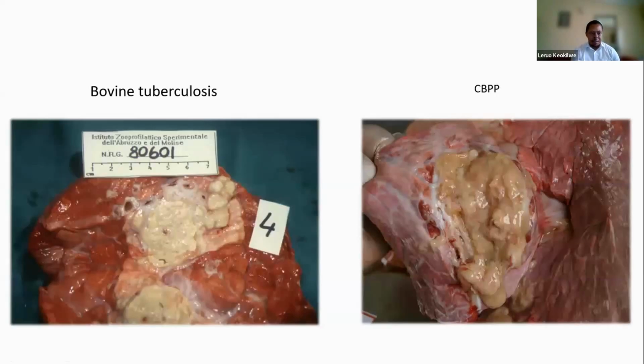And then again, we have seen these photos before, just to put side by side to really see how well you can differentiate at postmortem. We have bovine tuberculosis there. We can see the granuloma there with the caseous material inside and a fibrous capsule. And we can see for CBPP the necrotic tissue within the capsule as well. So you can appreciate that in some cases with these differential diagnoses, it can be quite difficult.